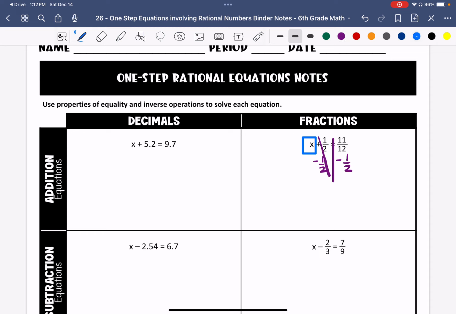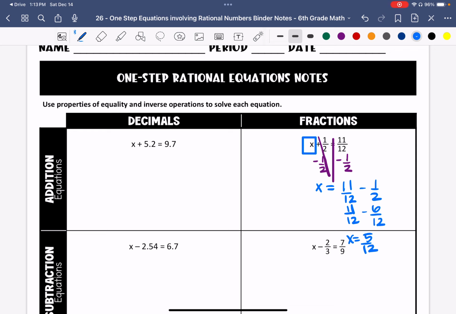So now my new equation is x equals 11/12 minus 1/2. Well, we can't take away 1/2. We have to get a common denominator. So my common denominator is 12. So 1/2 and 6/12 are equivalent. And so this will simplify to 5/12.